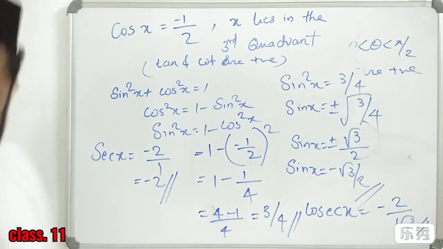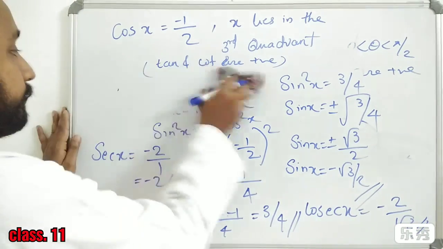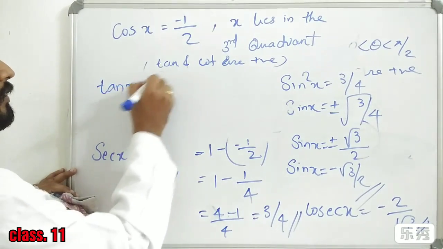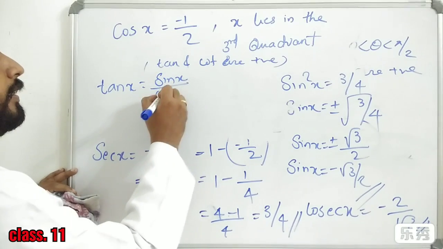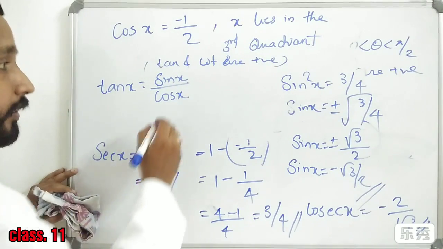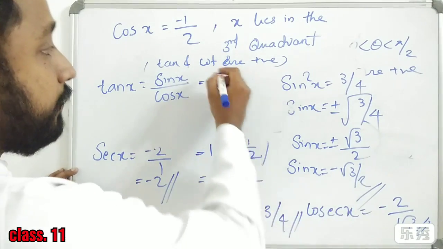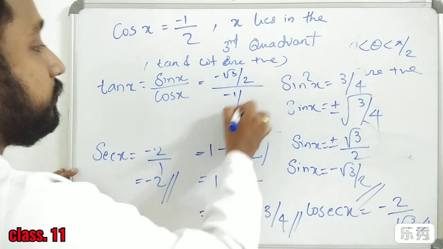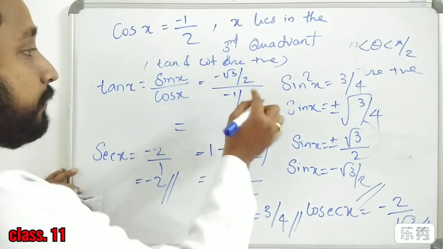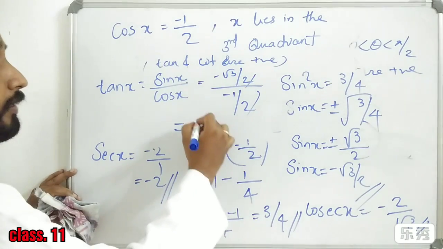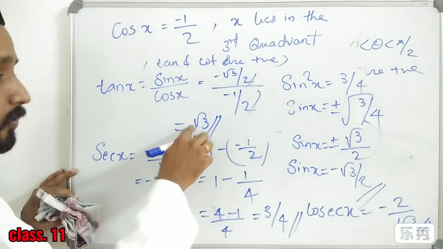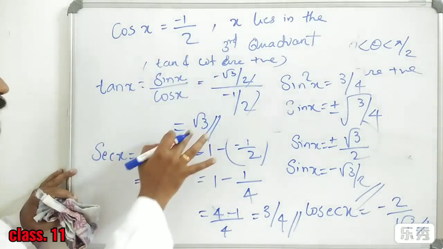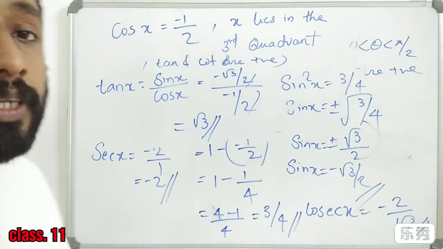Next one, tan x. We know tan x is equal to sin x by cos x. We know sin x is minus root 3 by 2 and cos x is minus 1 by 2. So minus minus is plus, and the 2s cancel. That gives root 3 by 1, which is root 3. We got plus root 3. Tan x is equal to root 3. X lies in the third quadrant, where tan and cot are positive, and we also got a positive quantity, so tan x is equal to root 3.